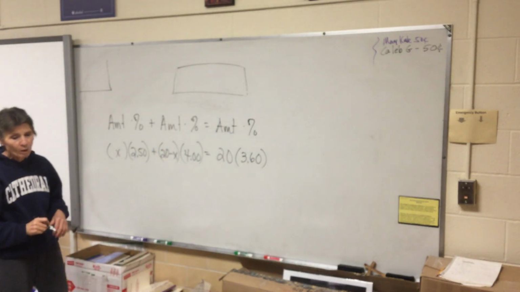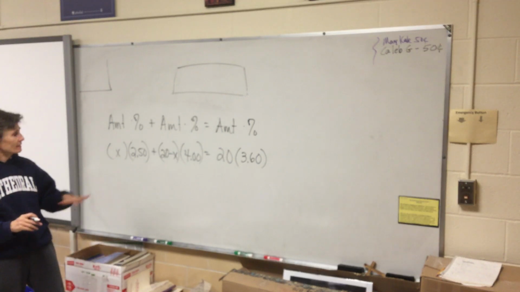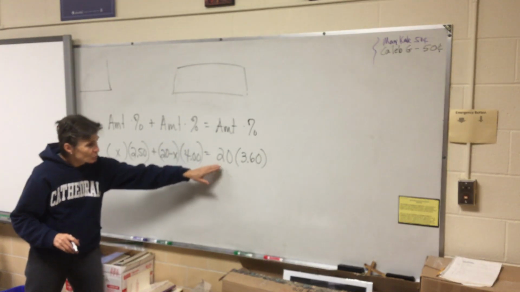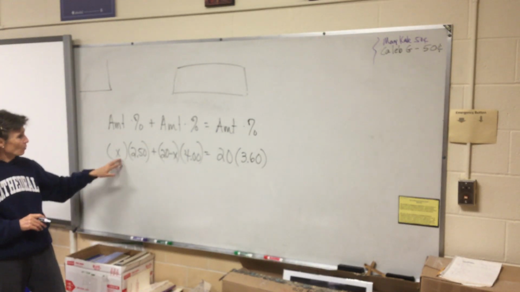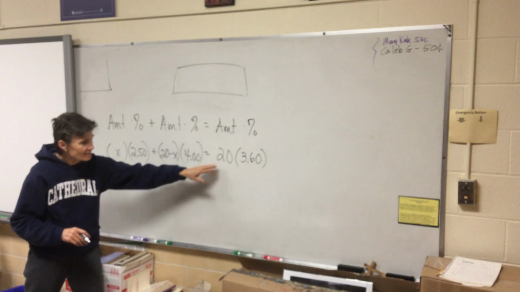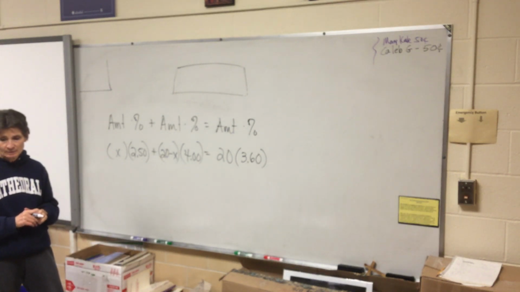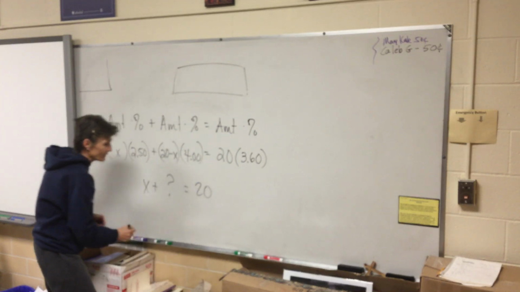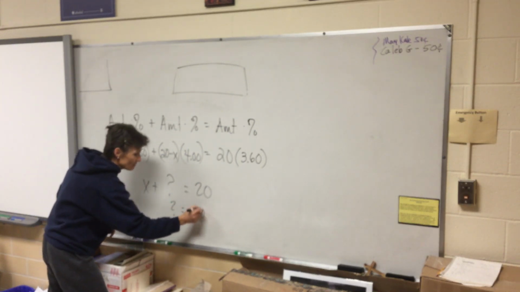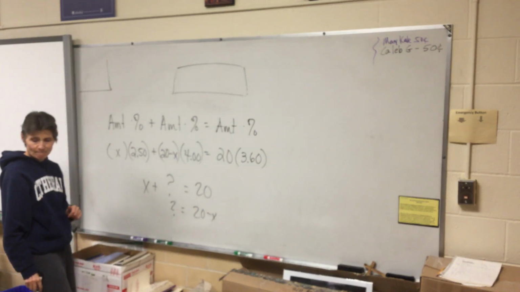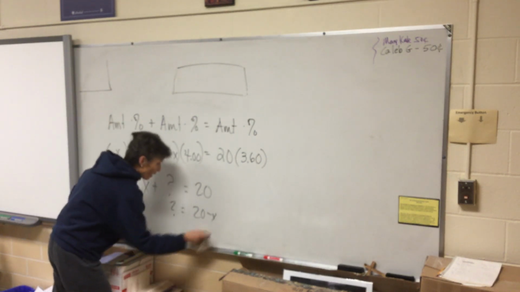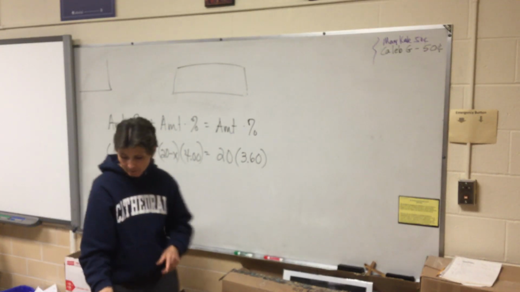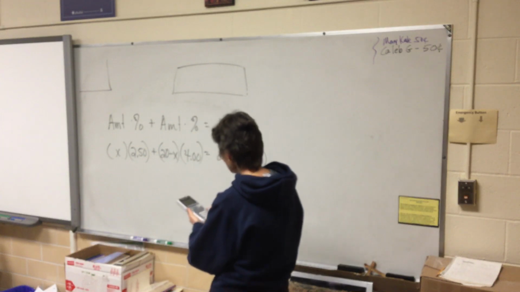Now, for those of you that are wondering about that, stop and think. These two added together have to be 20. So x plus something has to be 20. Doesn't the something have to be 20 minus x? All right, let's solve it and see what we come up with as an answer. Go ahead, you don't need me, you got this.